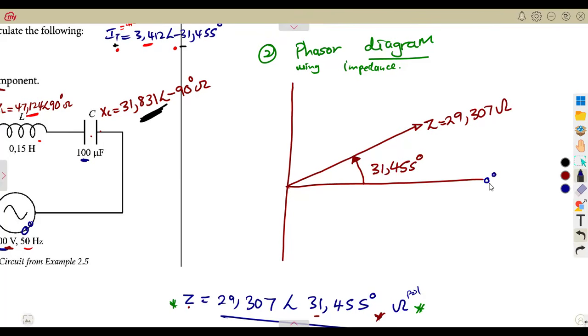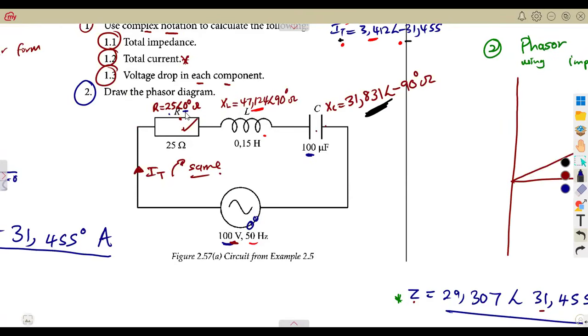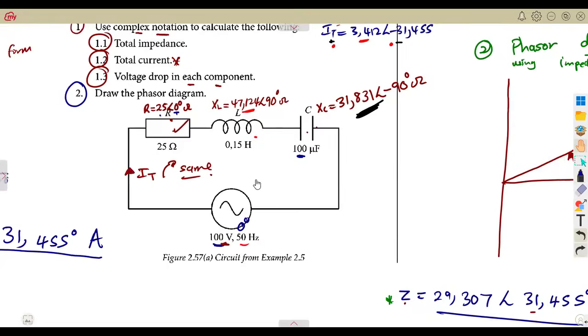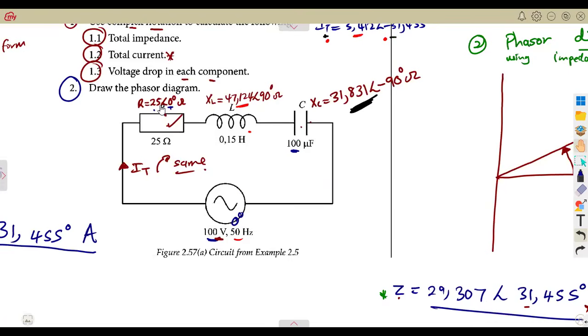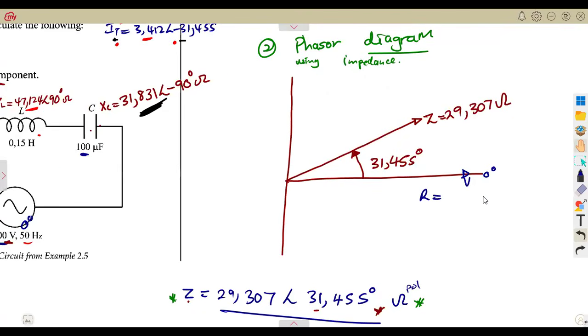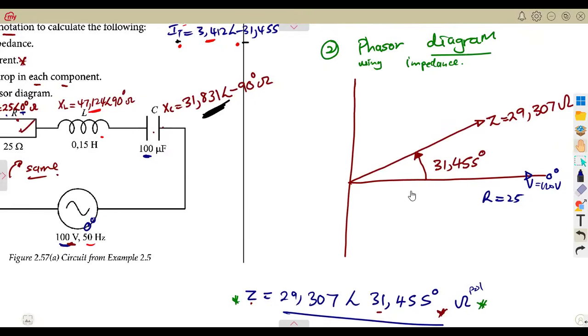I talked about this on the introduction, angles, positive anti-clockwise. So at 0 degrees, that is where we have the resistance and the total voltage. Remember, I said resistance at 0 degrees in phase with the total voltage. So we are going to indicate the total voltage here. But our resistance is what? The resistance value is 25 there. So that is 25. And the voltage you're given, the total voltage, was 100 volts.